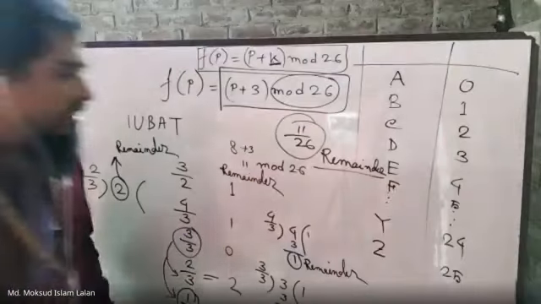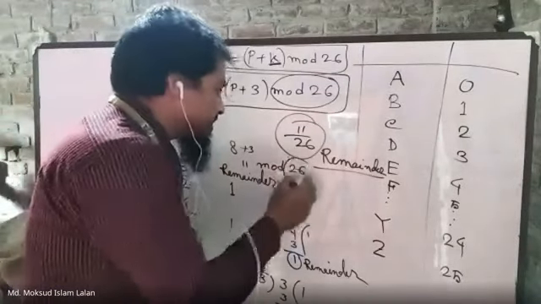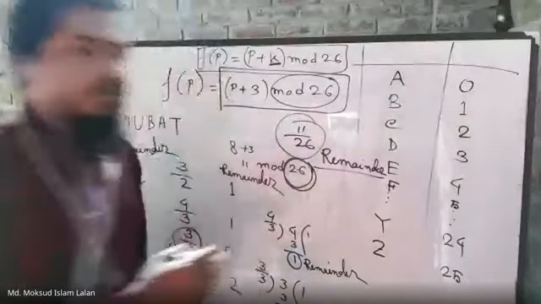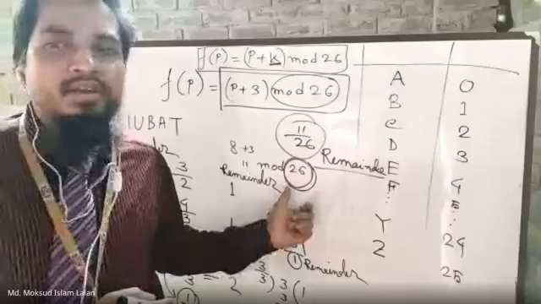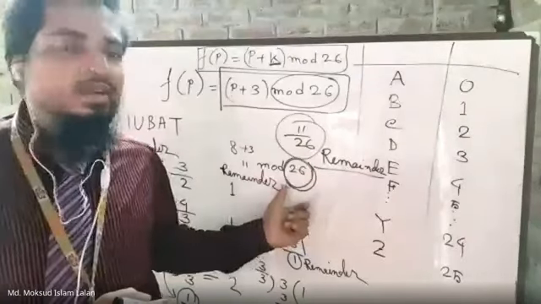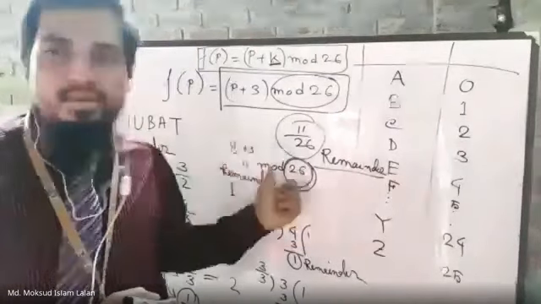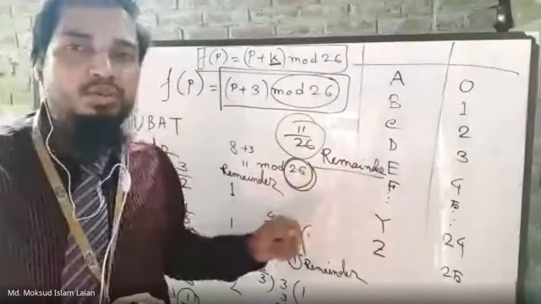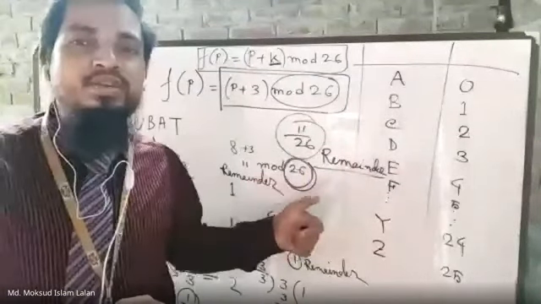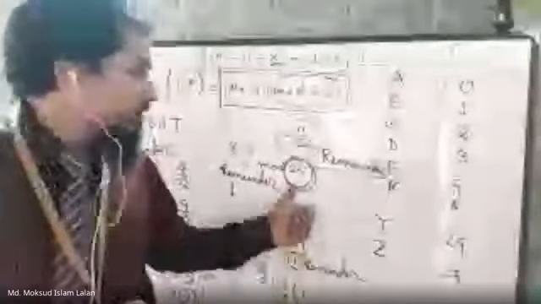So here your modulo, your divisor, is 26, right? How many remainders are possible here? What is the chance? The remainder will be 0 up to 25. 0 to 25. If it is 26, then its remainder is 0, right? If 27, what will be the remainder? 1. Good. Do you understand?